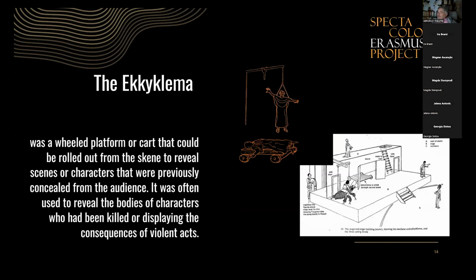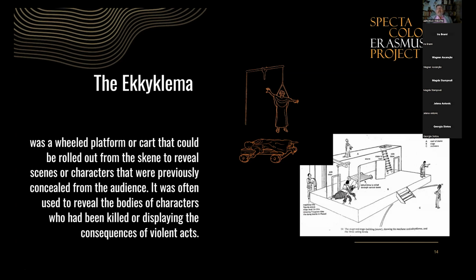Now the kyklima. A kyklima is this vehicle here with four wheels. The kyklima was a mechanical device used in ancient Greek theater. It was essentially a wheeled platform or a cart that could be rolled onto the stage through the main door of the skini. We will see in a while a video again, and you will see what I mean. The kyklima was used to reveal scenes or tableaux that had taken place indoors, which the audience otherwise would not have been able to witness.